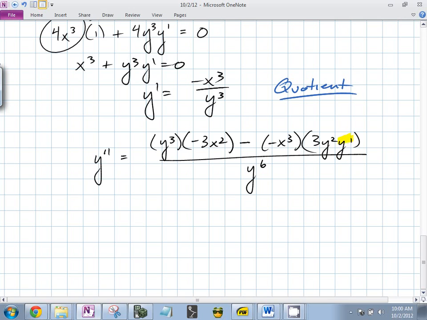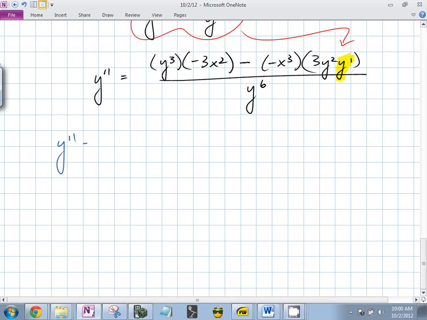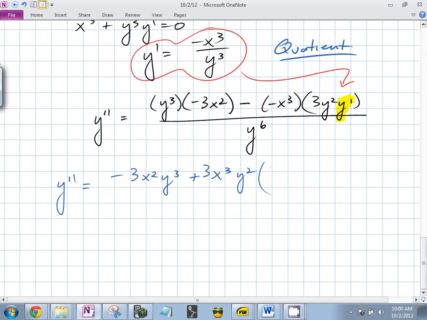Well, do we know what y prime equals? Negative x cubed. Y prime is right here. It's right there. So what can you now do? You can entirely write this in terms of x and y. So our final answer is going to be y double prime is equal to negative 3x squared y cubed plus 3x cubed y squared times, what is y prime again? Negative x cubed over what?